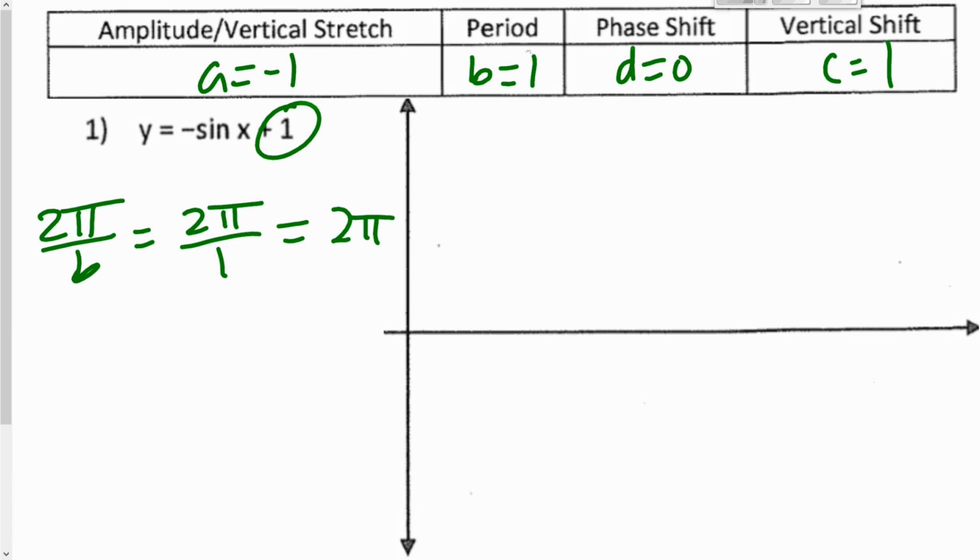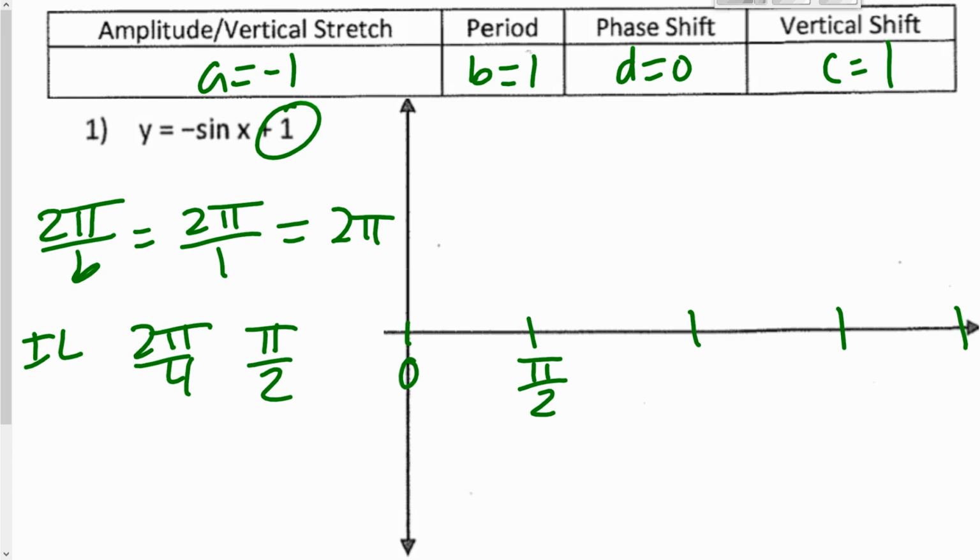Okay, so normal period length is 2 pi. Then to find the interval length, we take that period and we divide it by 4, so we get pi halves. We normally start at 0, right? Our x is 0, but we got to add our d, which is 0, so it stays there, and then we add our interval length. So 0 plus pi halves is pi halves. Add another pi halves, that's 2 pi halves, or pi. 3 pi halves, and 4 pi halves, which is 2 pi.